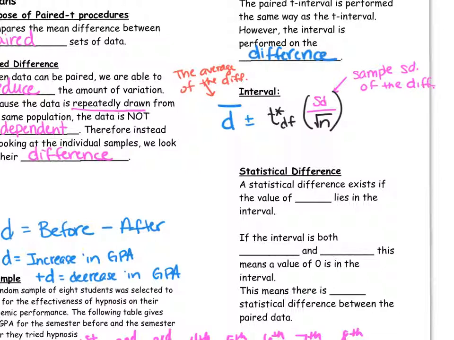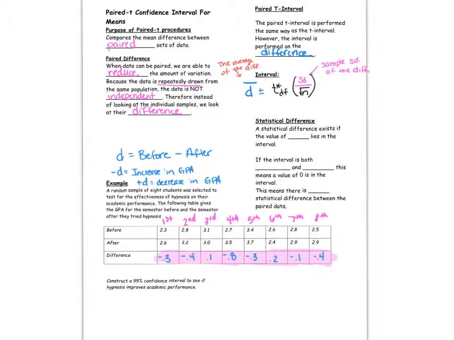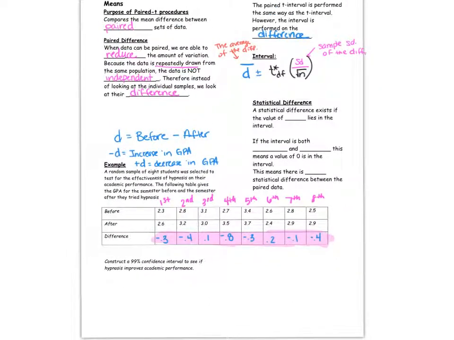Here's how we calculate the interval, all right? So, we're going to calculate the actual interval for this data right here. We're going to calculate 99%. In order to calculate 99%, what do I need? I need a D bar. How do I find the D bar here? Well, I have all these differences. What do I need to do? Find their average. The easiest way to do this is put this in the list. So I want you to put this in the list. Let's go. Remember how to do that?